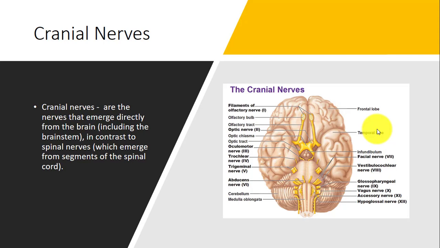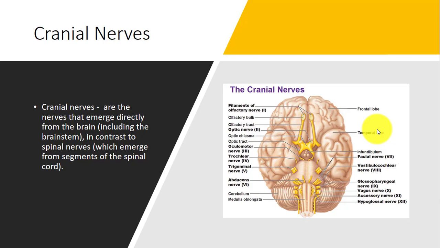So in layman's terms, you have the brain, and connecting to the brain is the spinal cord all the way down the spine. There are some nerves which are spinal nerves that are coming out of the spine, and then there are nerves that are coming out of the brain, which are the cranial nerves.